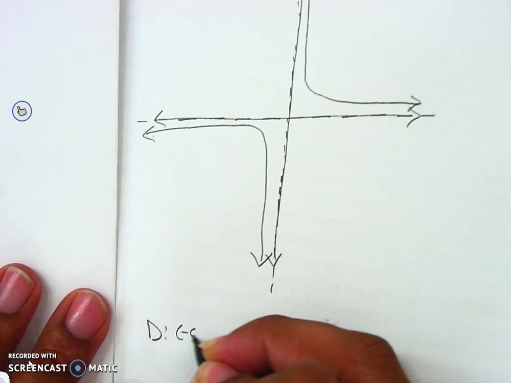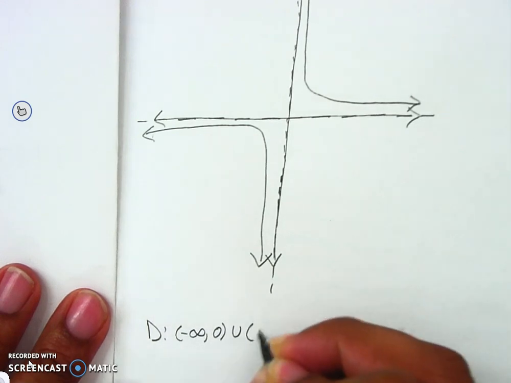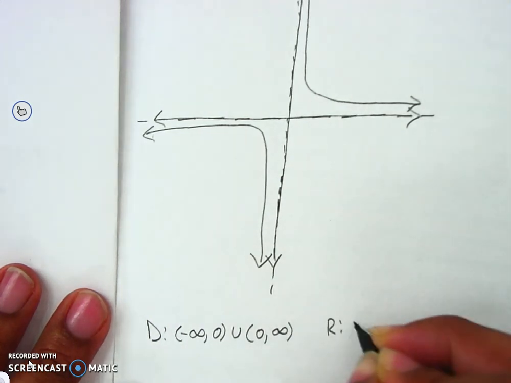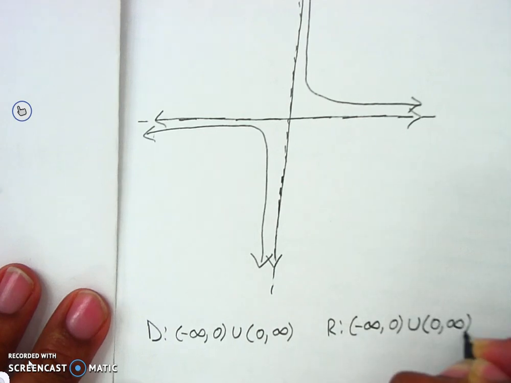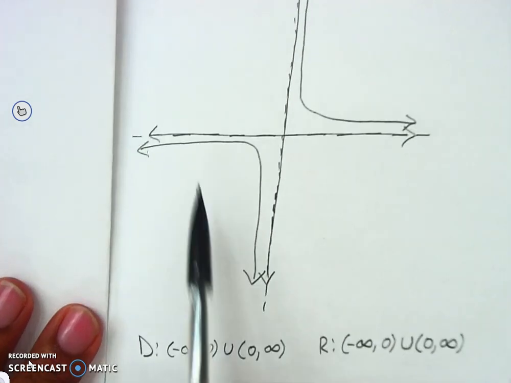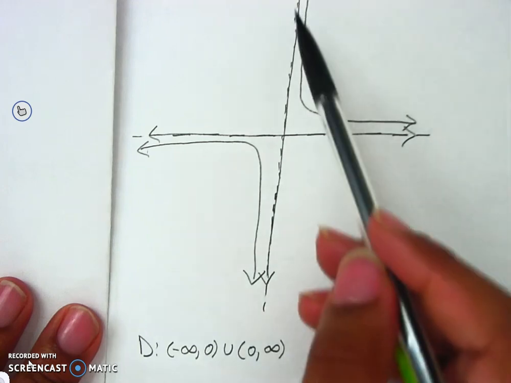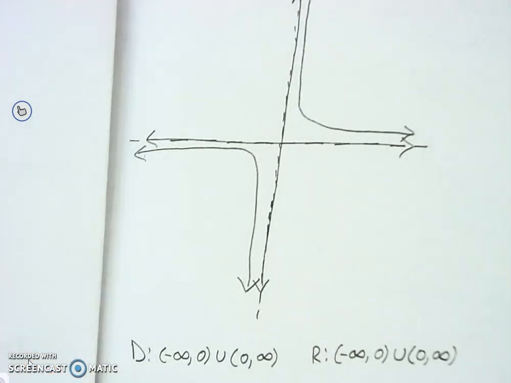We go from -infinity to 0, and we go from 0 to positive infinity. And the range goes from -infinity to 0, and from 0 to positive infinity. And you put the union symbol in there because it means from here to here, and the union means and, from here to here. And if you need me to explain this more, just call me over.